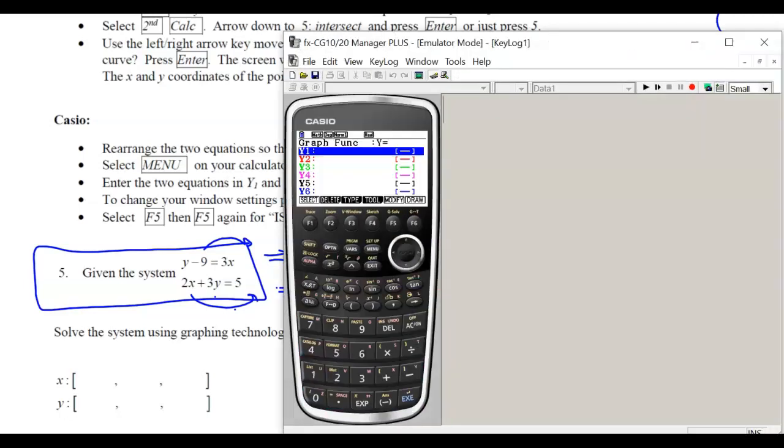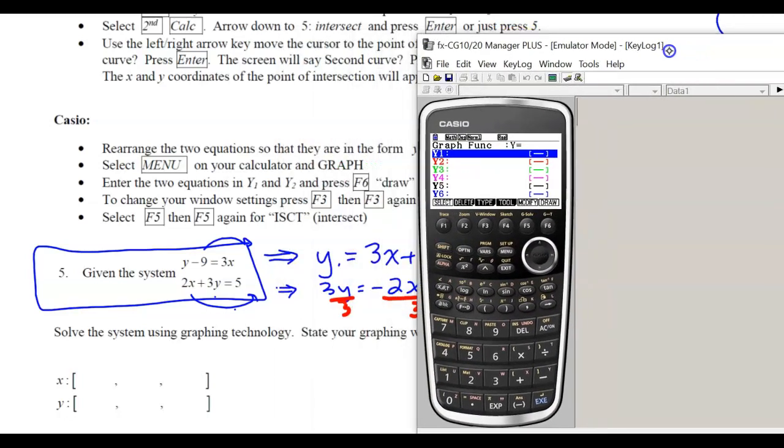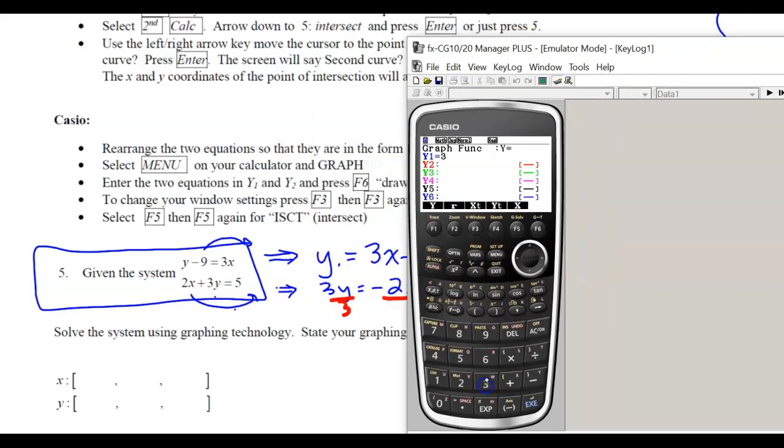Okay, so go back to y1. I'm going to enter 3x plus 9. So 3x is the X,theta,T key, on the very left. And then, what did I say? Plus 9. EXE on that. And then the next one is negative 2/3. So put in the negative, not subtracting.